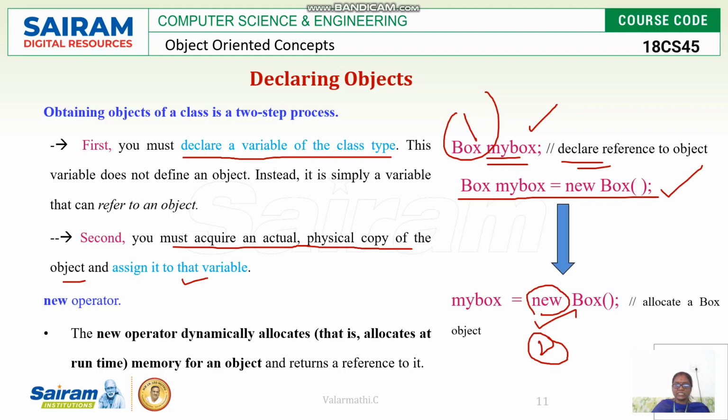This takes two steps, so to avoid these two steps we can do it like this also: Box mybox = new Box. Using a single line itself, we can create a new object. This step is called dynamically allocating the objects of a class.